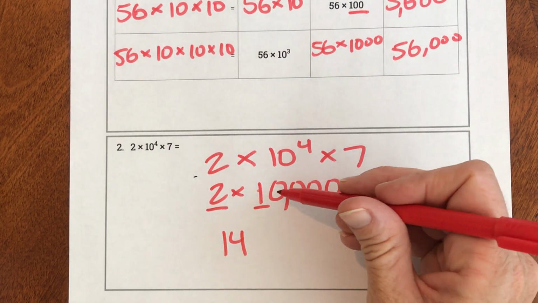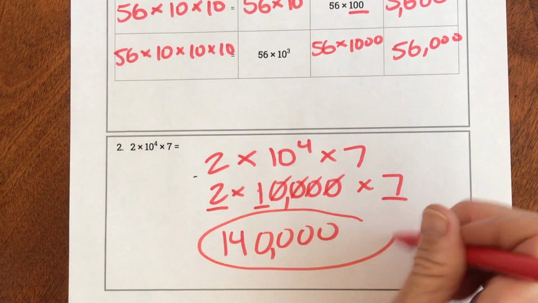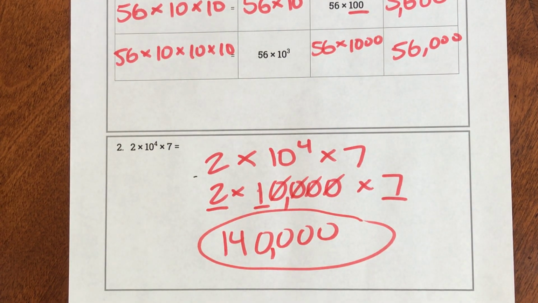Okay, how many zeros am I going to add? 1, 2, 3, 4. So my answer is 140,000.